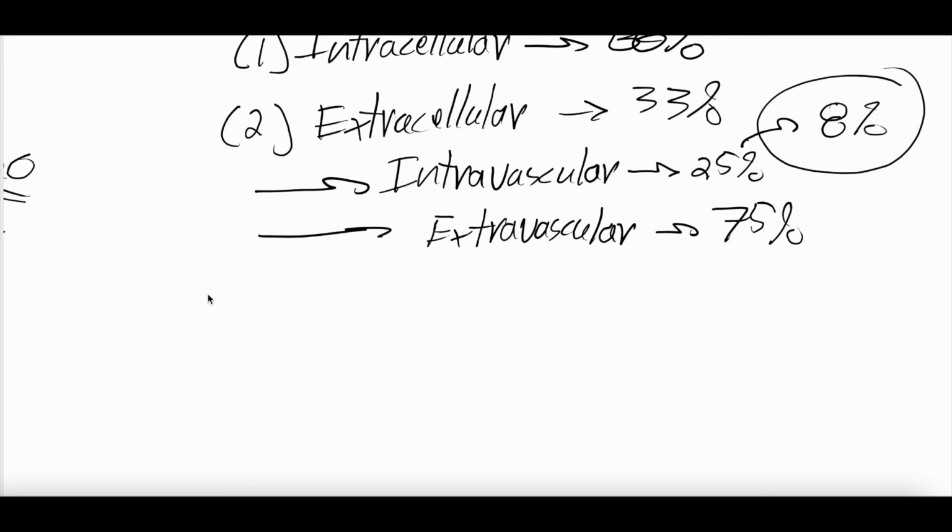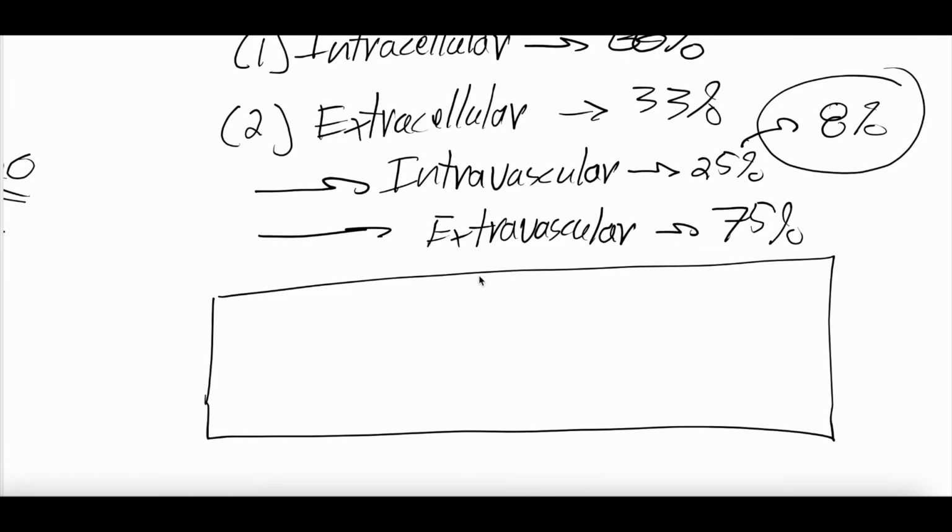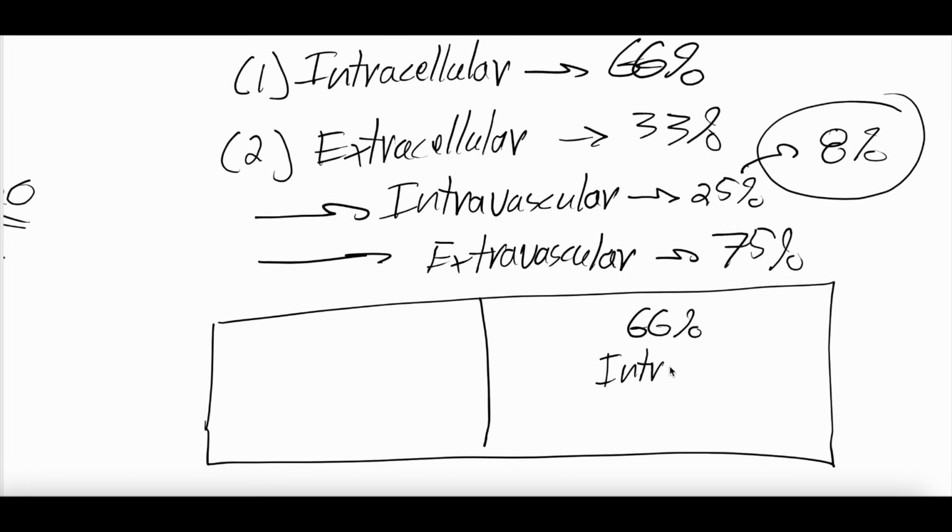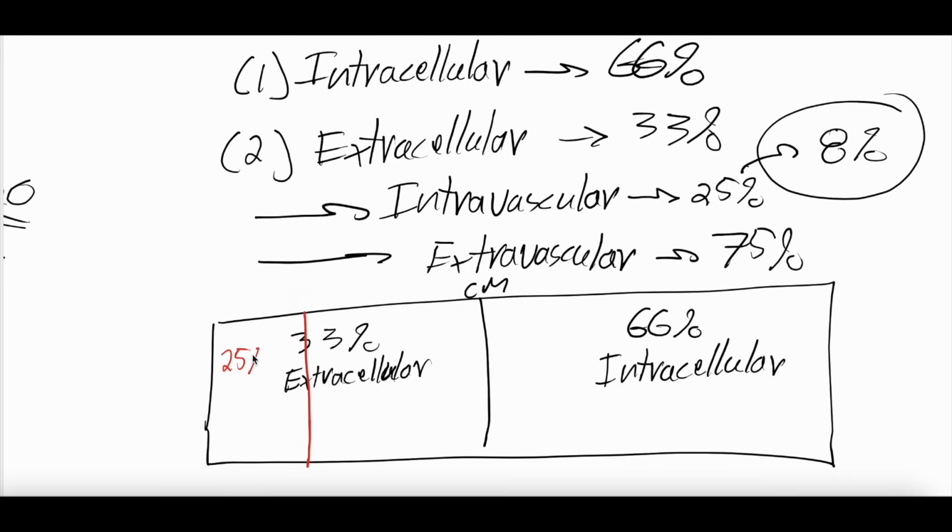So when we think about this, if we were to draw it out in a diagram, we would draw kind of this rectangle, and we would say, well, 66%, as we said, is intracellular. So you have to cross a cell membrane, right? This is the cell membrane, to get there, whereas 33% is extracellular, outside the cells. But within that extracellular space, 25%, or 8% of the total, is intravascular, and 75% is extravascular.